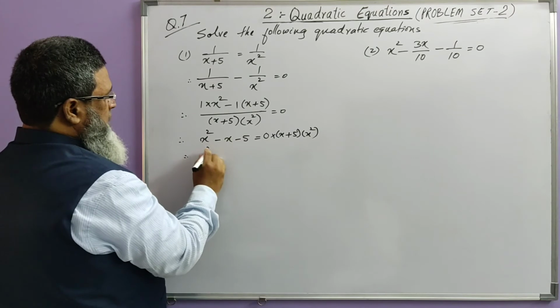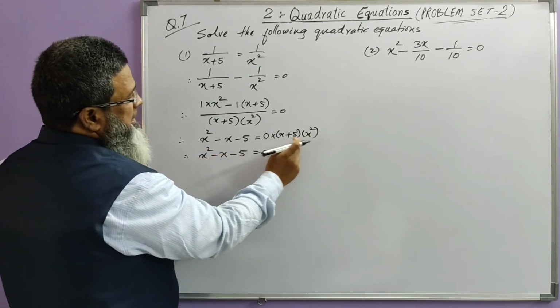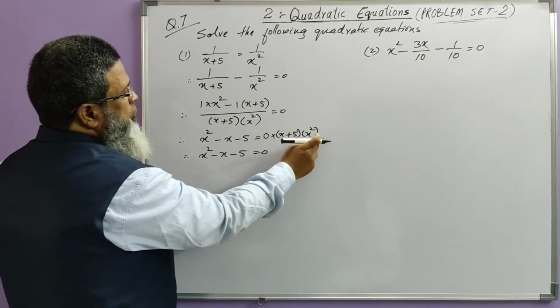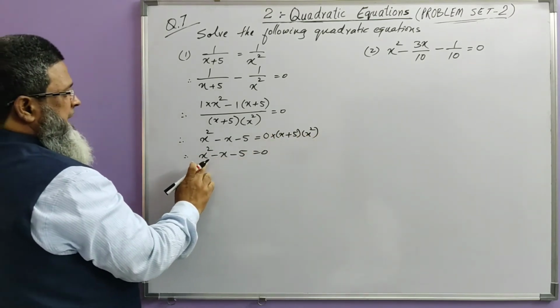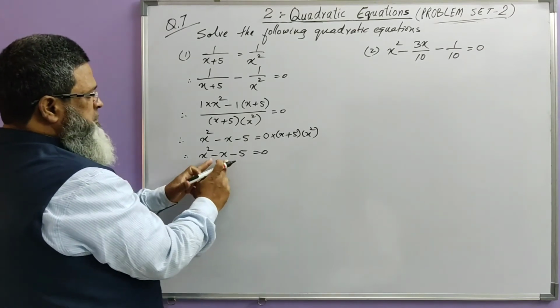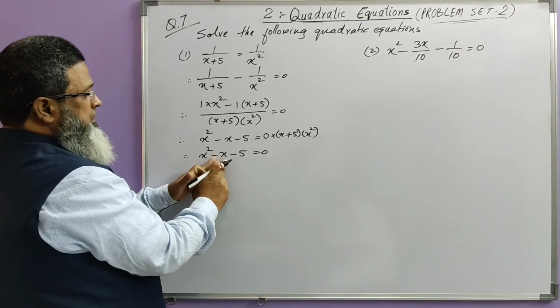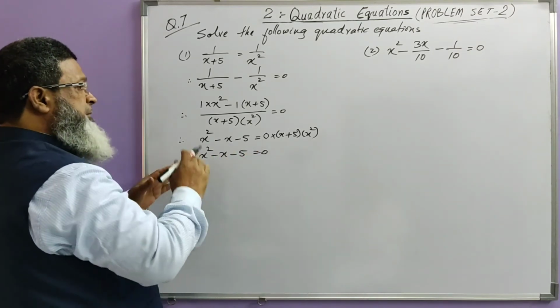So x square minus x minus 5 is equal to 0, because 0 is multiplying the whole equation, so everything becomes 0. So x square minus x minus 5 equal to 0. If you want to split this middle term to get the third term in multiplication, you can't get it. So do it by the formula method.